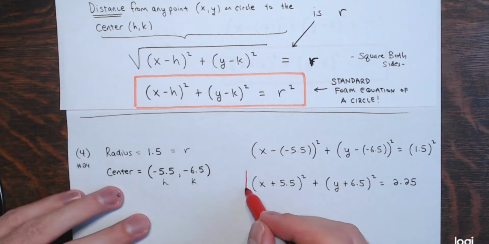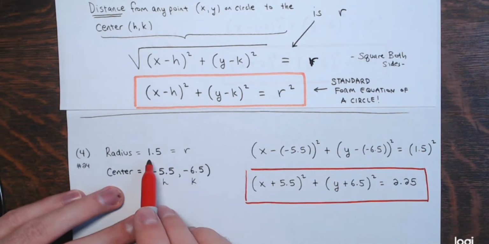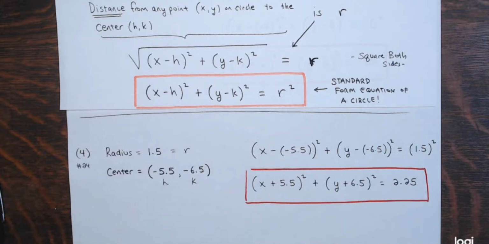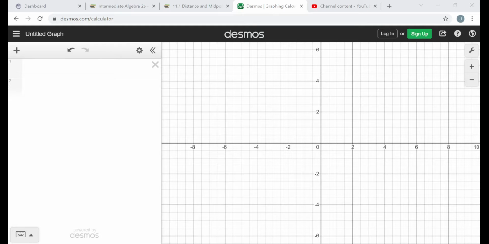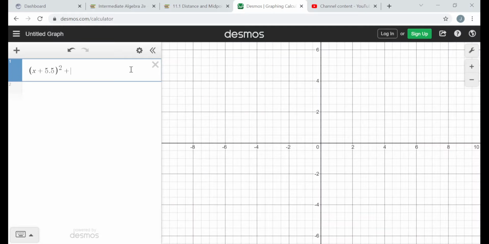That's it. That's all we're asked to do. Write the equation of the circle with this radius and this center in standard form. And once again, we'll check it out. All right, let's look at it on the Desmos site. I'll enter the equation as I had it. It was x plus 5.5 squared plus y plus 6.5 squared equals 2.25.